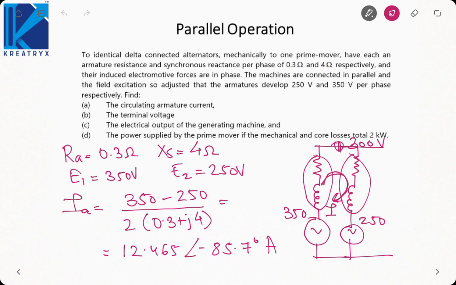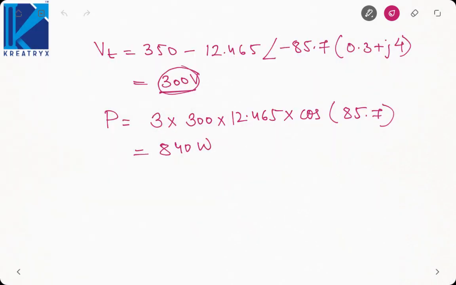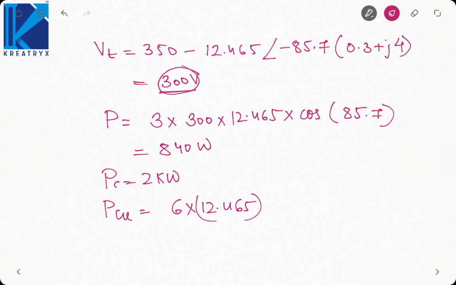So it is asking the power of the prime mover if core losses are 2 kilowatt. So we know core loss is 2 kilowatt, but what about copper loss? There are two machines. Each will have 3 resistances because they are 3 phase. So a total of 6 resistances. Current is 12.465 squared into resistance 0.3. That is 6 I squared R. So it is 0.28 kilowatt.